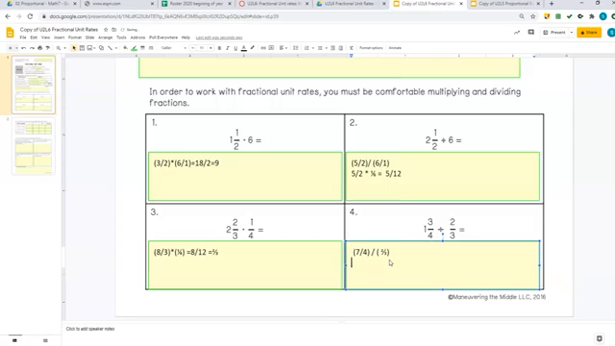And then I want to apply my keep, change, flip to turn that into a multiplication. So that's going to be 7/4 times 3 halves. Okay? We multiply the tops and we get 21 over 8.